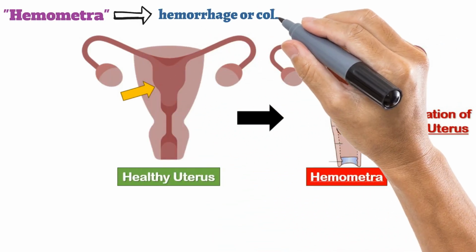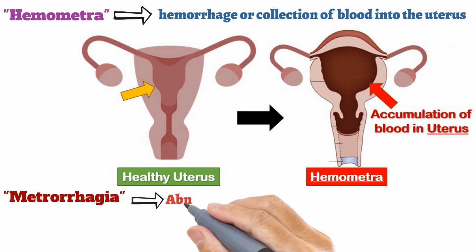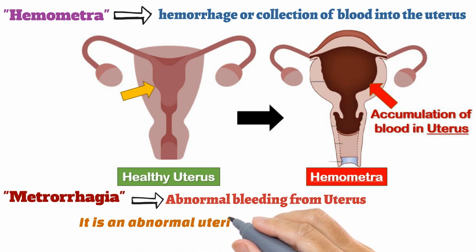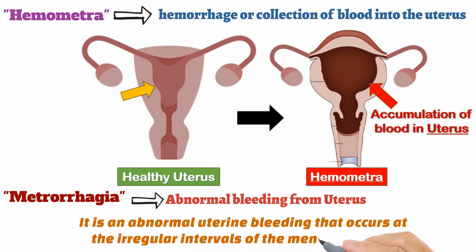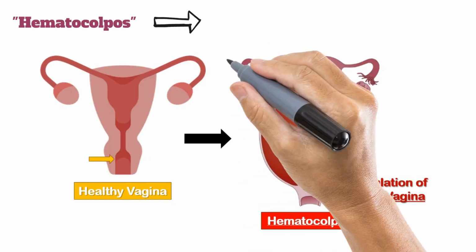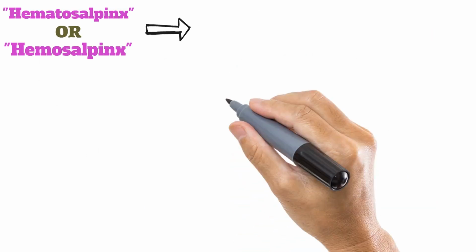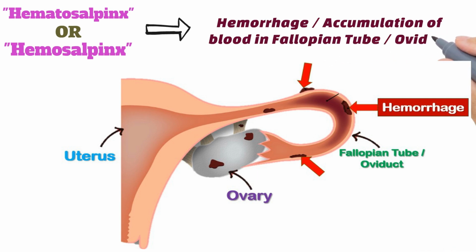Next is hemometra, meaning hemorrhage or collection of blood into the uterus, while metrorrhagia is an abnormal bleeding from the uterus. Actually, it is abnormal uterine bleeding that occurs at irregular intervals of the menstrual cycle. Next is hematocolpos, meaning hemorrhage or accumulation of blood within the vagina. Next is hematosalpinx or hemosalpinx, meaning hemorrhage or accumulation of blood in the fallopian tube or oviduct.